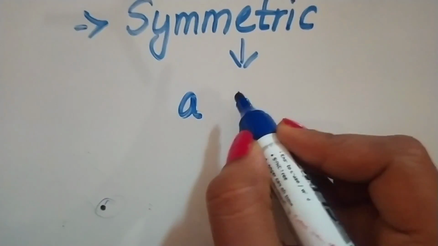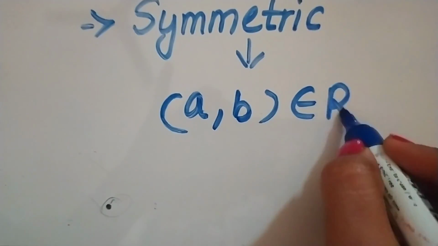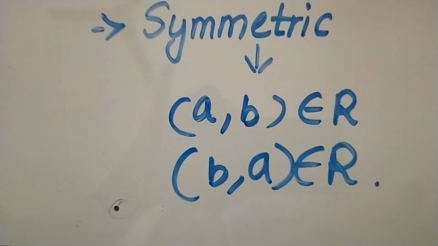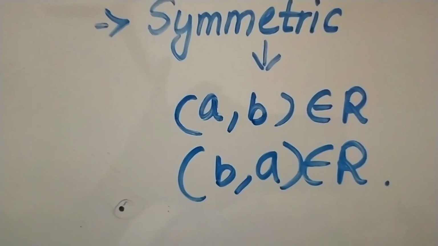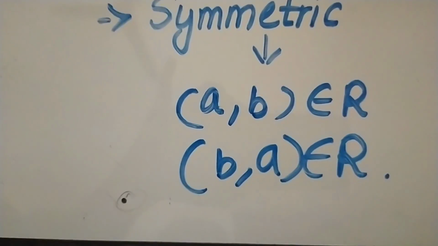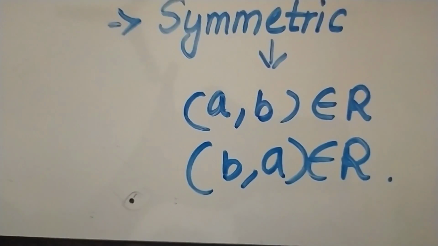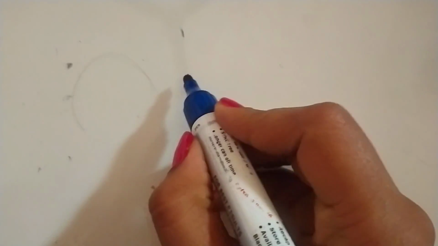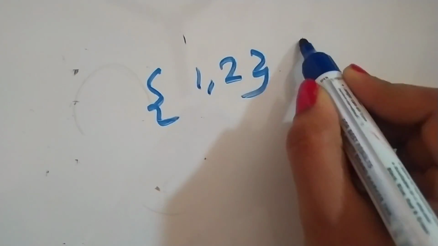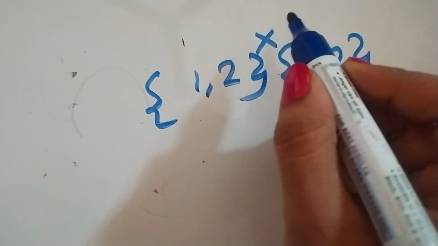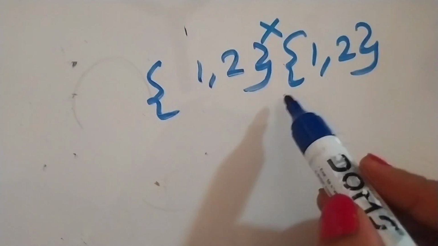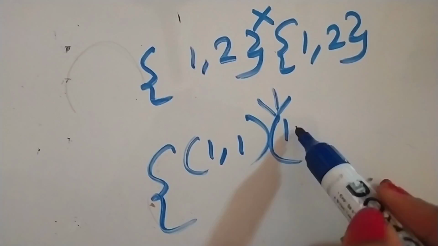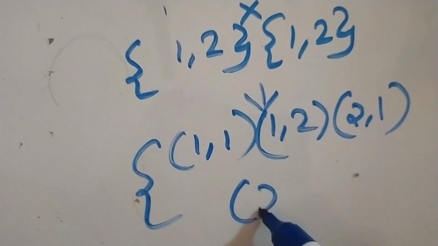For (a, b) belongs to R, then (b, a) should belong to R. Now it is like if (1, 2) is there in the set, then (2, 1) also should be present in that. Now if it is not present, it means that it is not symmetric. So for example, if I take this set, as I told you, we are taking A into A and doing the Cartesian product. So the set would be (1, 1), (1, 2), (2, 1) and (2, 2), right?